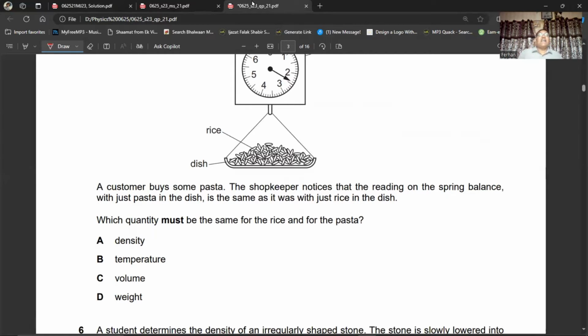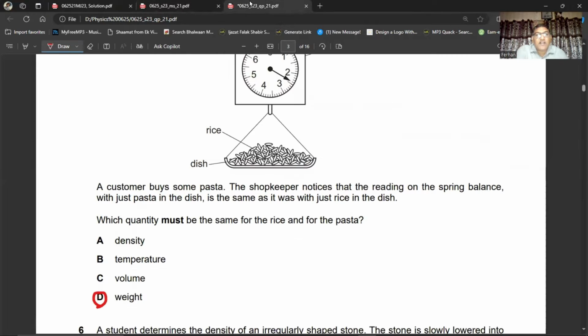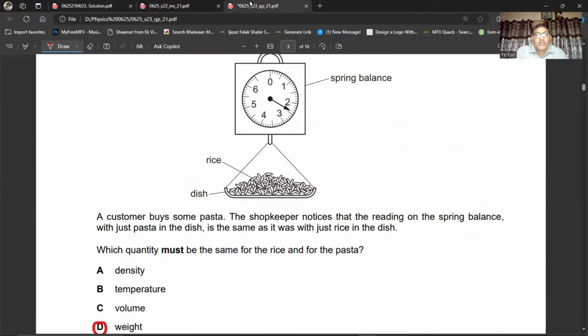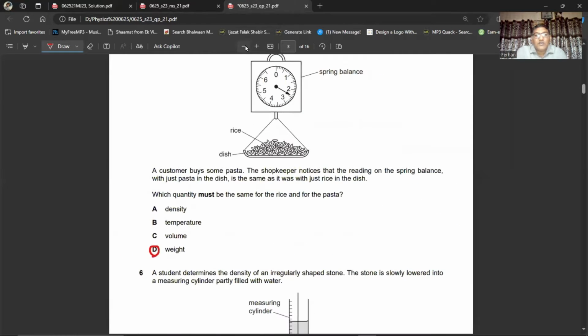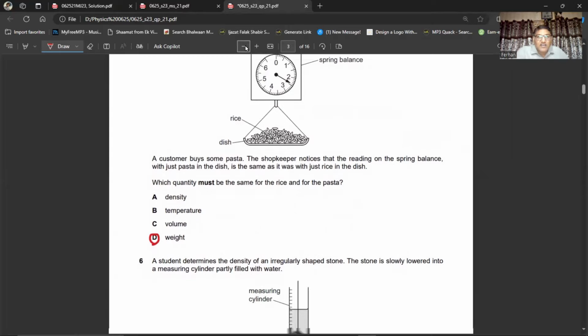This measures the weight, and if the reading for the rice and for the pasta is the same, that means both of them have the same weight. So I think D is the option for question number 5. D is the right option, sir. Let me reduce the size so you can see the whole question together. This is question number 5, and its right option is D.